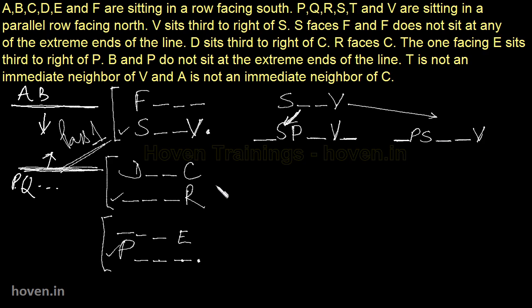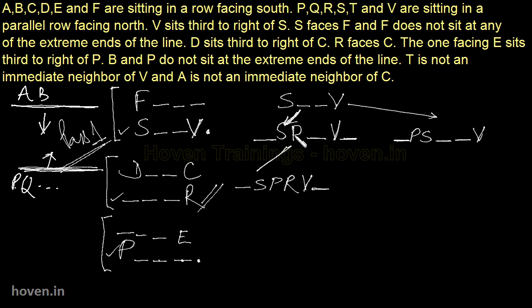Now let us think about this one. This says that three persons are to the left of R. So if this is possibility one, then there will be two further possibilities. One possibility would be that space, S, P, there are three persons to the left of R, so 1, 2, 3, and this space is filled by R, the next space is filled by V, and then there is a space. So I have fitted R in this position with three spaces to the left.